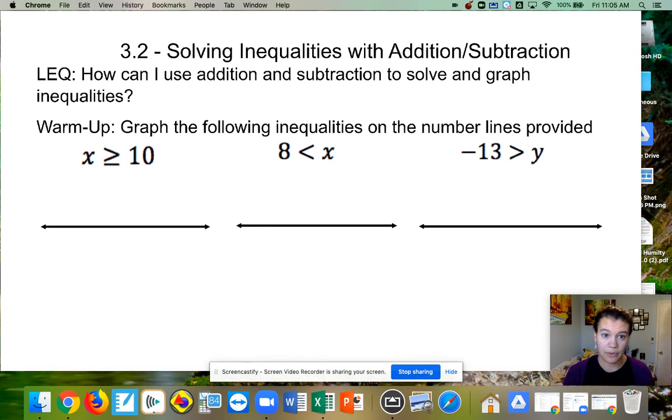Alright, so today we're going to talk about solving inequalities and then using addition and subtraction to do that. So as a warm-up, graph these three inequalities to kind of review what we did last time.